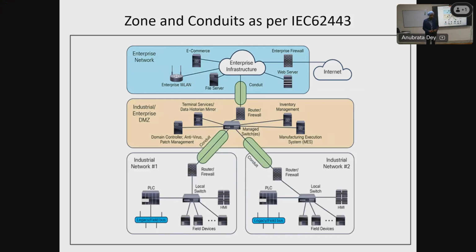So this is another example, and this is from your IEC 62443 standard. Although we didn't discuss it in detail, this is the most important aspect from that particular standard: dividing, setting up zones and conduits. This, for example, is the enterprise network, within which you could have their own wide area, e-commerce, billing and so on. They can be connected to the internet through their own firewall. They have a web server.